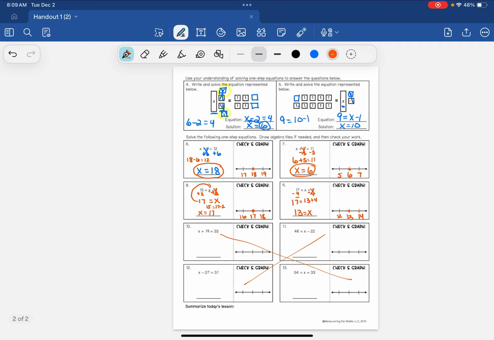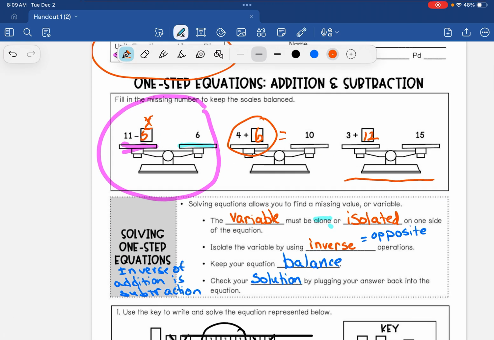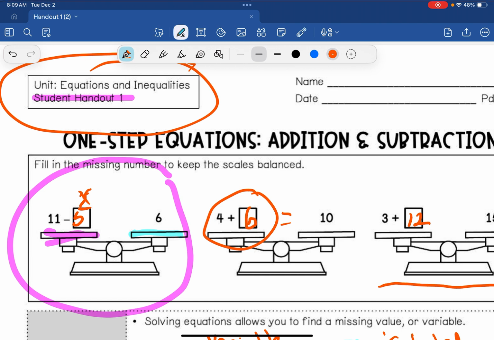And then now, once you have these done, go ahead and turn this in. Make sure you turn it into handout 1. Okay, not homework. This is handout 1. These are our notes. So make sure you turn it into the notes section.